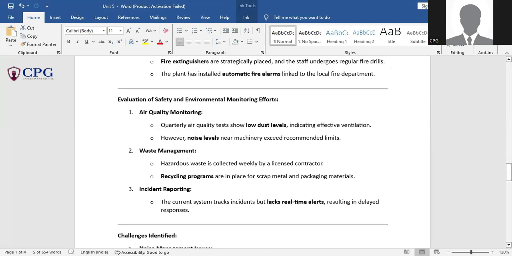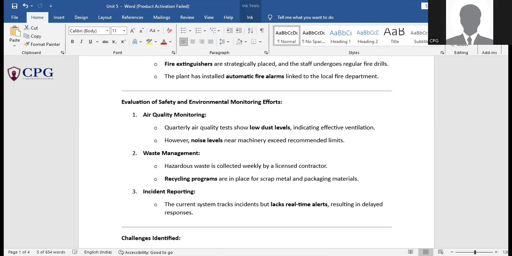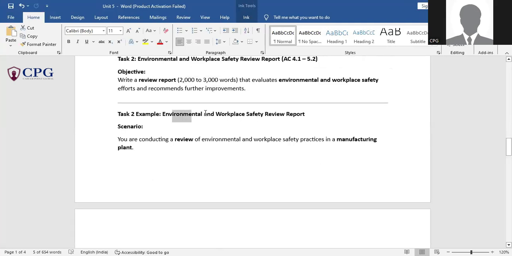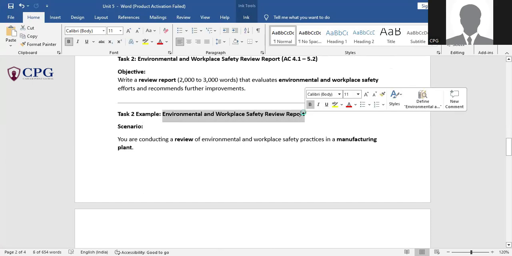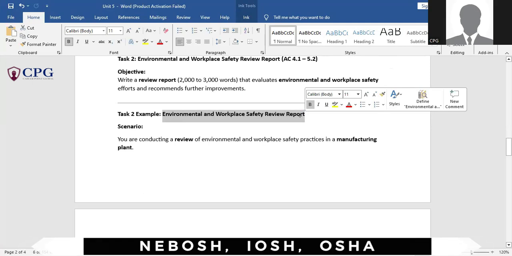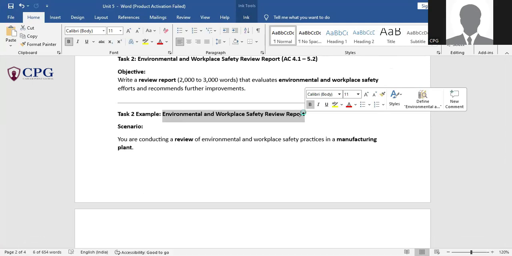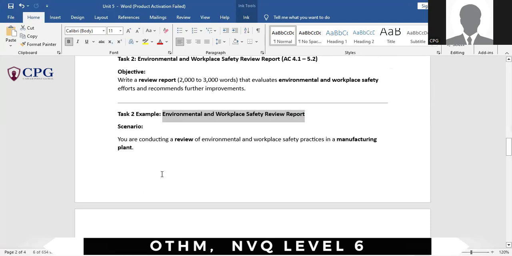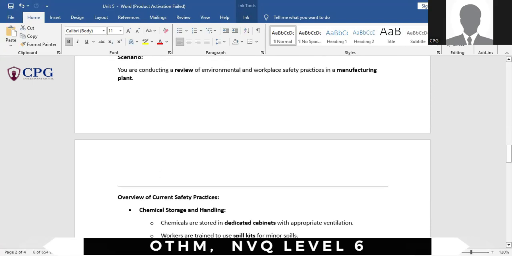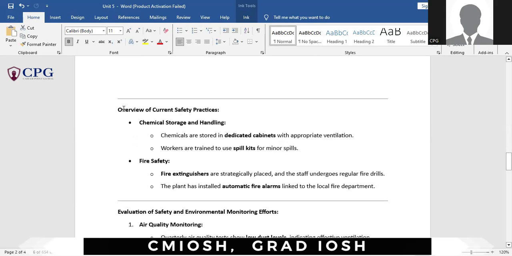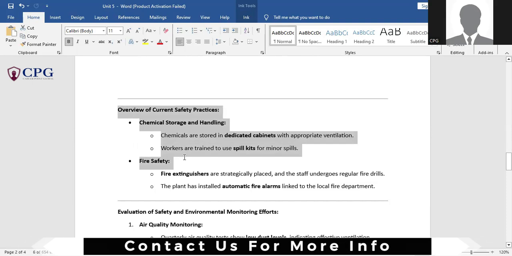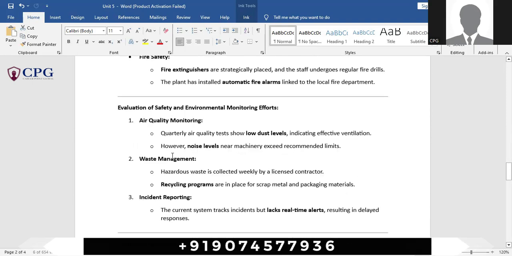Okay. So see here, you are actually creating your environmental and workplace safety review report. You are creating the status of the workplace, whether it is safe or unsafe at your workplace where you're working. So you have to judge. You are here actually evaluating. So first you are evaluating the current safety practices. What is the chemical storage practice over there? What is the fire safety practice over there? What is the inspection plan over there? All those things you are actually understanding.